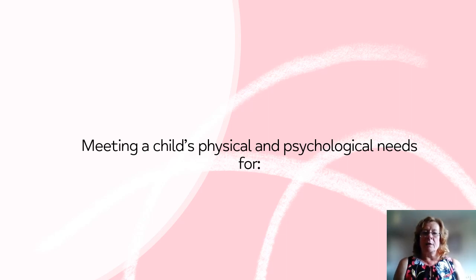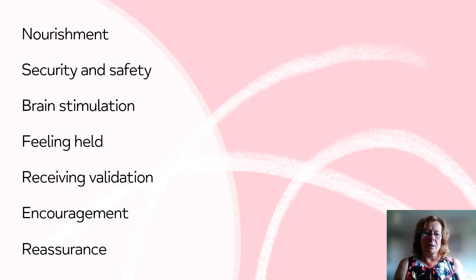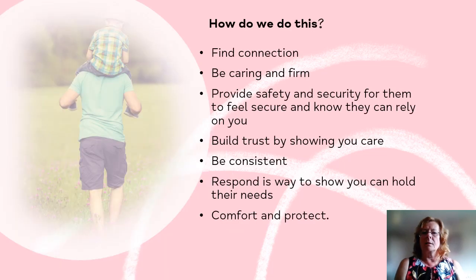So how do we meet the needs of a child's physical and psychological needs? In providing them with nourishment, security and safety, to give them brain stimulation, to know that they are feeling held, to receive validation and encouragement, to be reassured. Find connection with them and be caring and firm. Provide them with safety and security for them to feel secure and know that they can rely on you. Build trust by showing you care. Be consistent. Respond in a way to show that you can hold their needs, comfort and protect them.